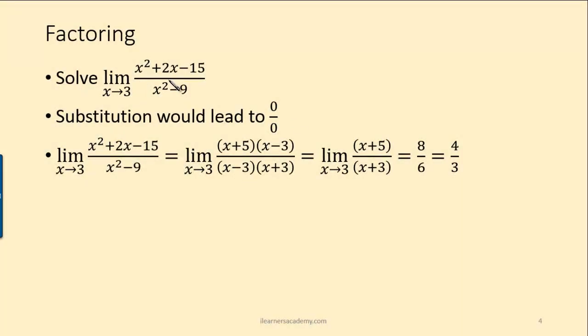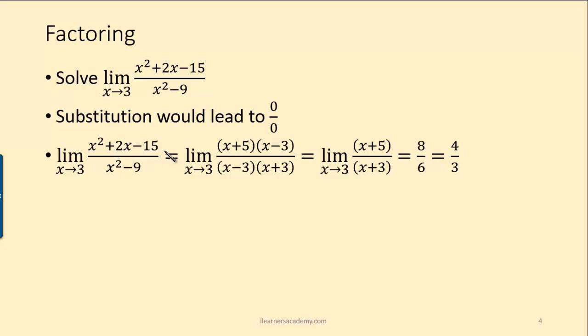Here we are asked to find the limit of this rational expression. If you tried simple substitution, you'd end up with this indeterminate form. Whenever you end up with indeterminate forms, that's always a clear indication that more manipulation is required. And that at the end of this manipulation, you will either get some finite limit or you will determine that the limit doesn't exist. So in this case, what we do is simply factorize these expressions.